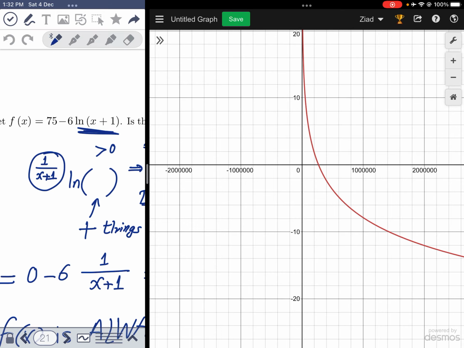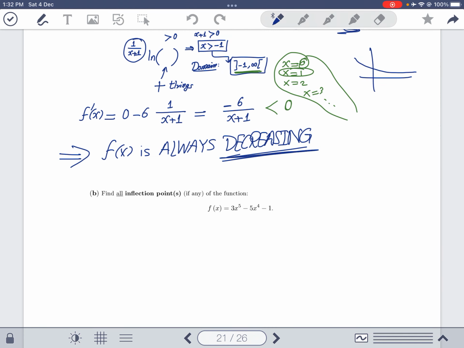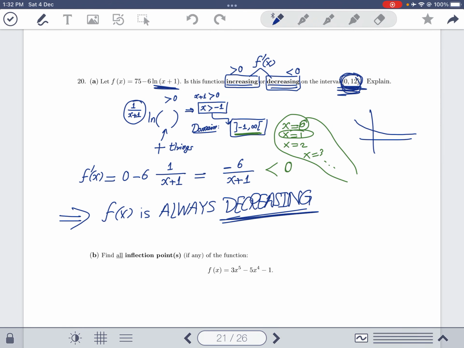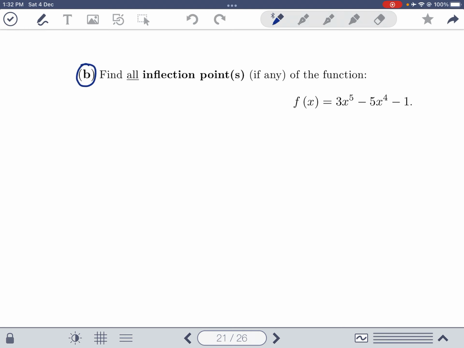Okay, so it's good that we saw this, and now we go back to the second part of this question. So this is always decreasing on any interval. So in particular, it will be decreasing on the interval that they're asking. Okay, so now let's go to the second part of this question.